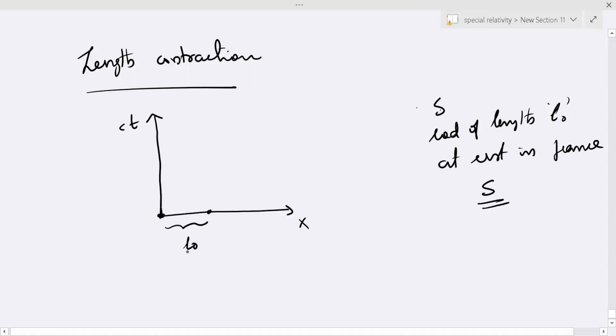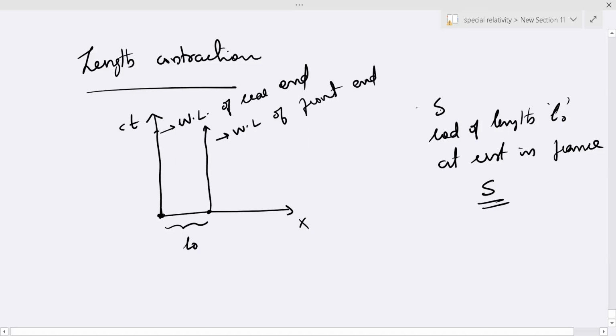But what about another observer S prime who is moving at a velocity V with respect to this? You can also draw the world line. Every object has a trajectory in space-time. If it's at rest, it's just a straight line. This coincides with the world line of the rear end, the back end. And the world line of the front end looks like this. It's a straight line parallel to the time axis. This is the world line of the front end of the rod. Is this clear?